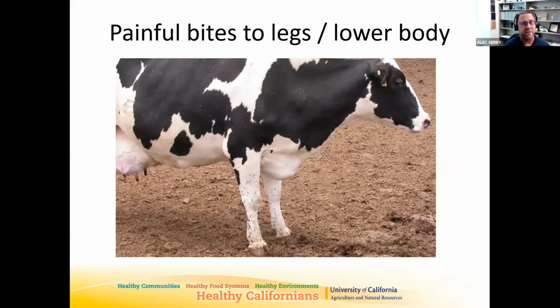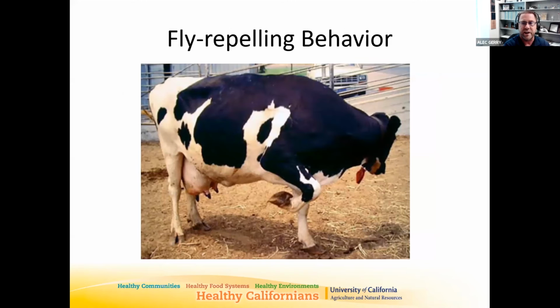These painful bites are generally to the legs and lower body of cattle, and result in the cattle expressing certain behaviors as they try to avoid these bites or dislodge the flies. And some of those characteristic behaviors include leg stamps or leg stomps. And you see that in this picture, as well as a head toss. So this cow is actually doing both a leg stamp and a head toss.